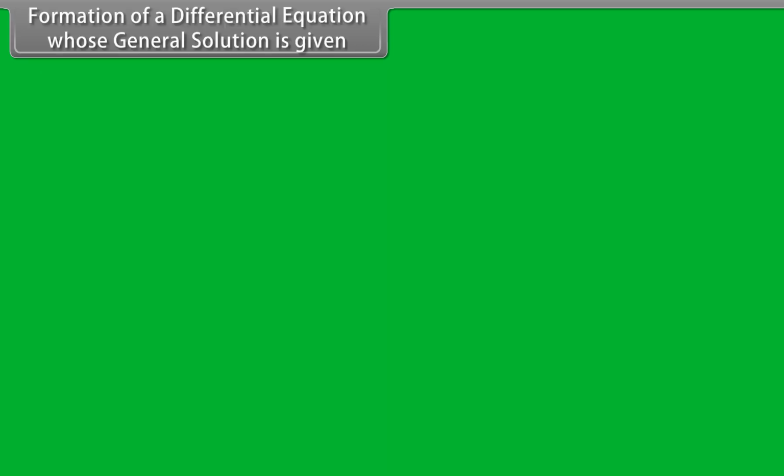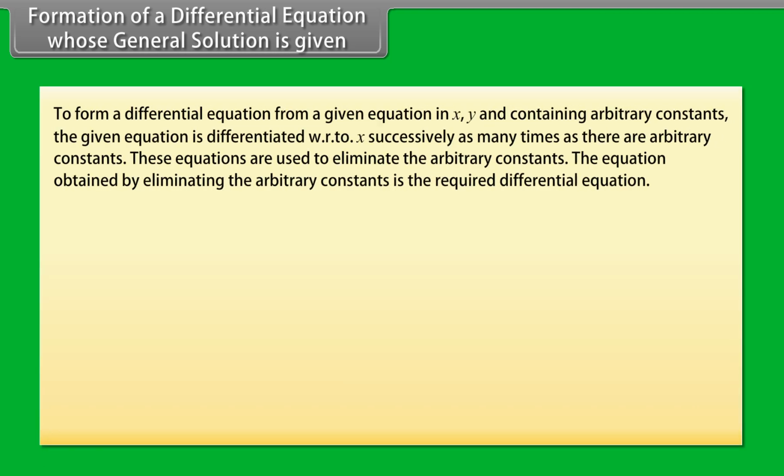Formation of a differential equation whose general solution is given. To form a differential equation from a given equation in x, y, and containing arbitrary constants, the given equation is differentiated with respect to x successively as many times as there are arbitrary constants. These equations are used to eliminate the arbitrary constants. The equation obtained by eliminating the arbitrary constants is the required differential equation.